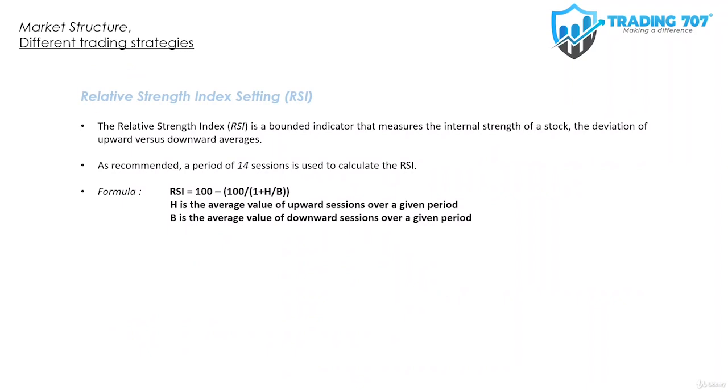As explained before, the relative strength index is a bounded indicator that measures the internal strength of a share, the deviation of upward versus downward average. As recommended, a period of 14 sessions is used to calculate the relative strength index. You can see how the relative strength index is set up thanks to the formula. H is the average value of upward sessions over a given period, and B is the average value of downward sessions over a given period.